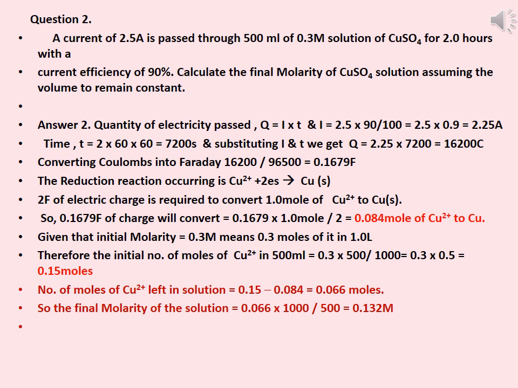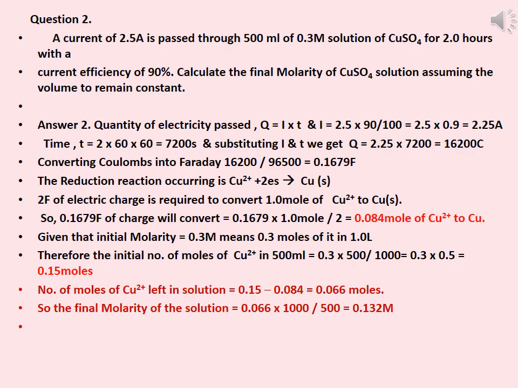The number of moles of copper ions which have disappeared from the electrolyte, because they have been converted to copper metal, is 0.084 moles. Therefore, the number of moles of copper ions left in the solution would be 0.15 minus 0.084 moles. When you subtract, you get 0.066 moles.